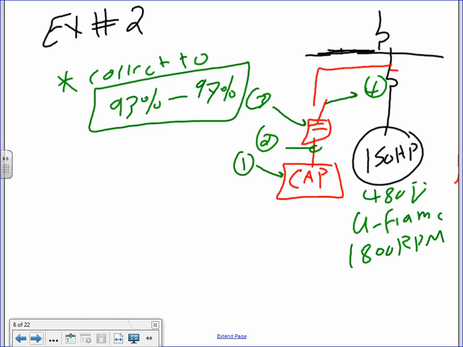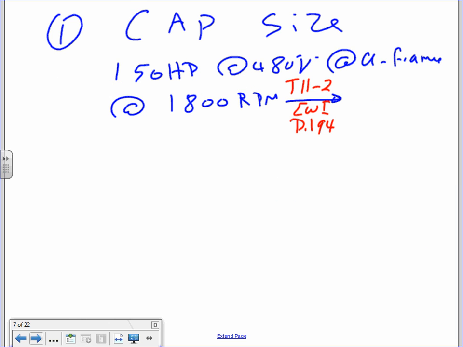Okay, so to do this, guys, after we find the capacitor size, number one, we need to size the conductor, we need to size the fuse, and we need to size the disconnect. Same thing like we did for the main capacitor. Make sense? Yes, no? Okay. Does it make sense? Yeah? So, capacitor size. For this, I have a sheet for you, ladies and gentlemen.